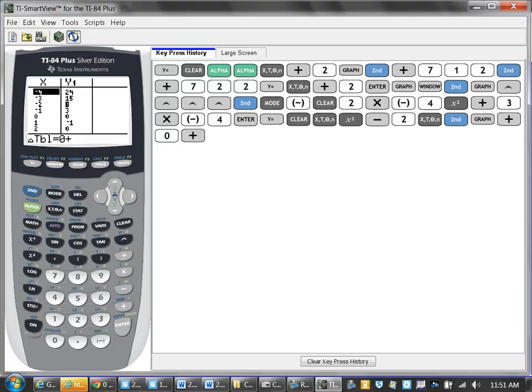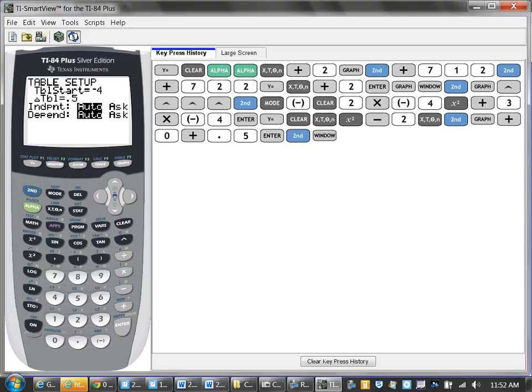Like, forward. You can also do it where you can change your window, your table set. If you hit second window, you can change that table set right there to go up by halves or go up by ones. So that's how you can change that as well. Or you can set it to ask.